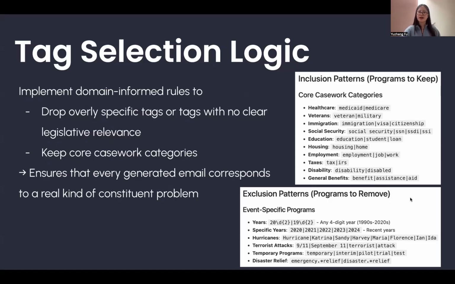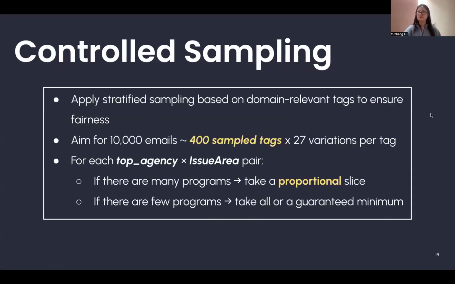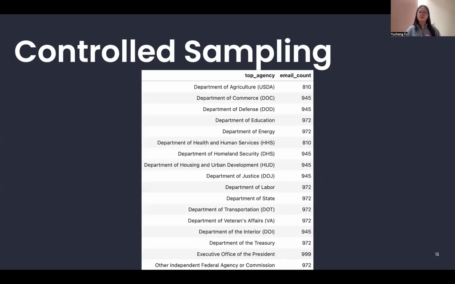And then we also apply proportional sampling, where we will make sure that all of the top agencies are equally represented in our data set. Because each tag set will later on produce 27 variations, a total of 10,000 emails would mean that we need around 400 sample tags for the data set. So this step simply means that we make sure that after we're done with generating, we have approximately the same number of emails in each top agency, as you can see from this distribution table.